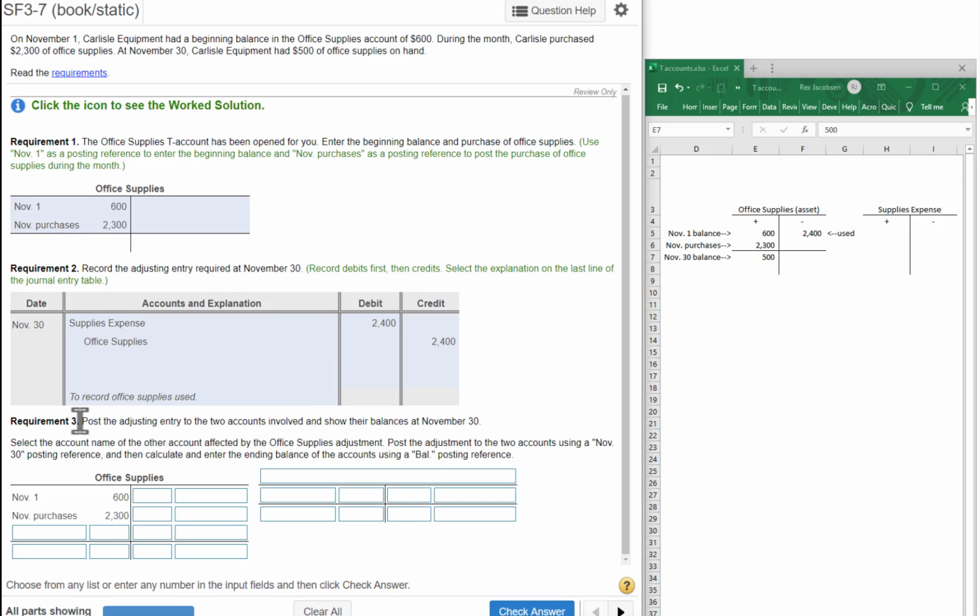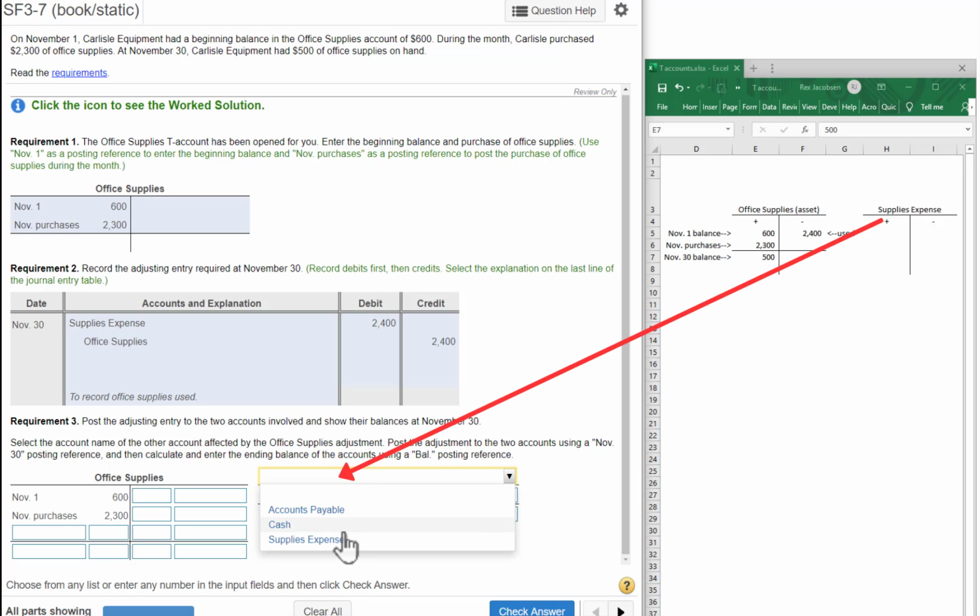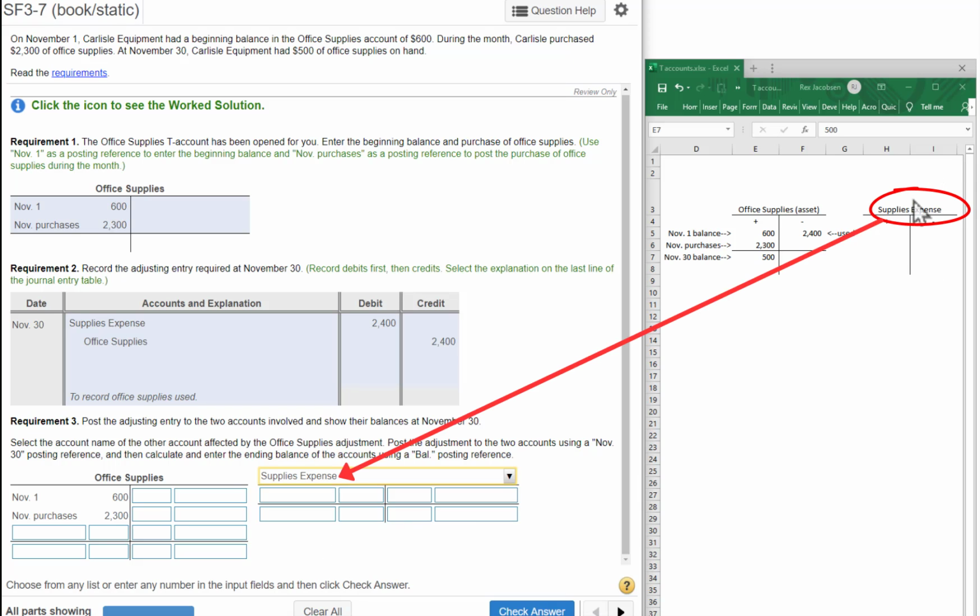Now it says, requirement 3, post the adjusting entry to the 2 accounts involved and show their balances at November 30th. Select the account name of the other account affected by the office supplies adjustment. So the other account is supplies expense, which I've got over here in my piece of scratch paper also. And it says post the adjustments to the 2 accounts using a November 30th posting reference. Why are we using November 30th? Because that's when the adjustment happens. And then calculate and enter the ending balance using a balance posting reference.